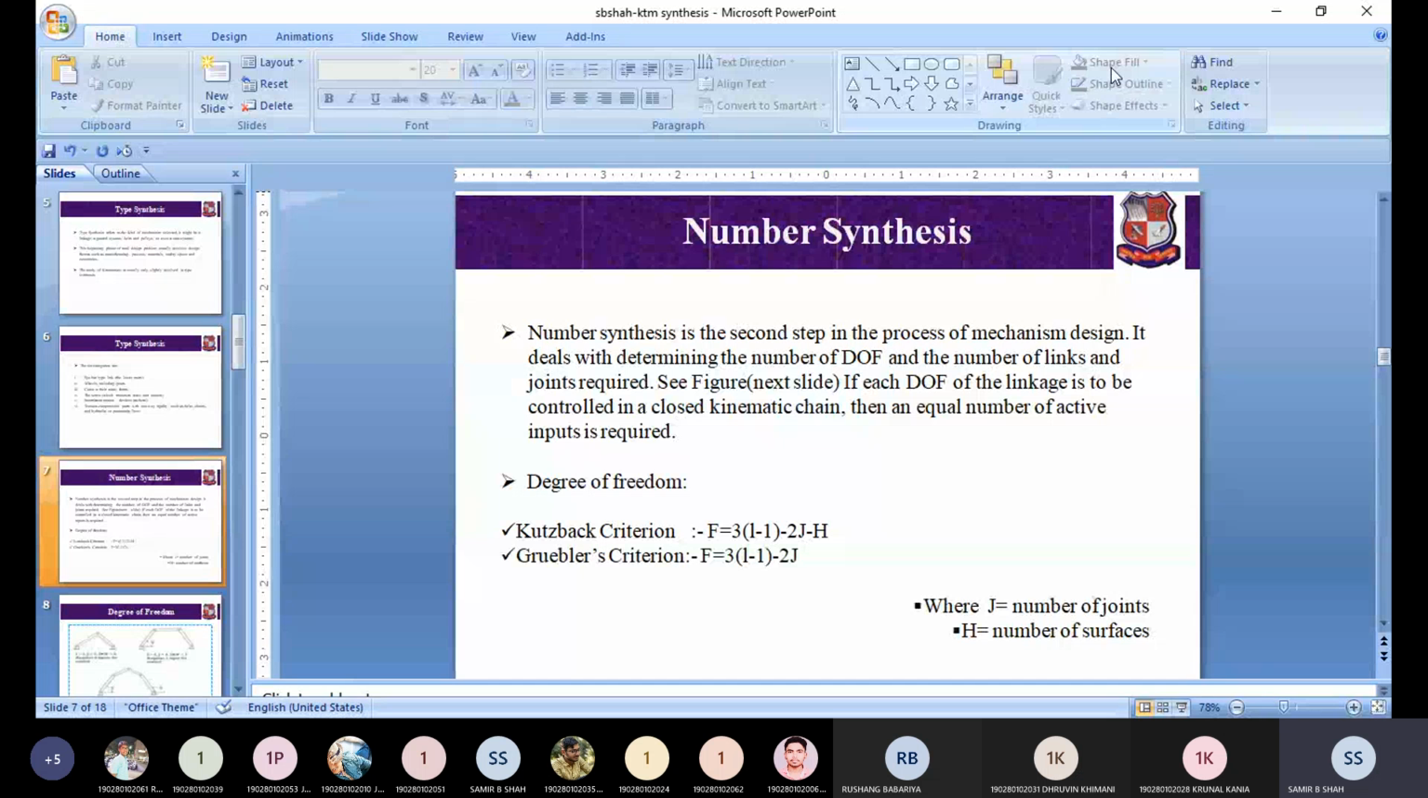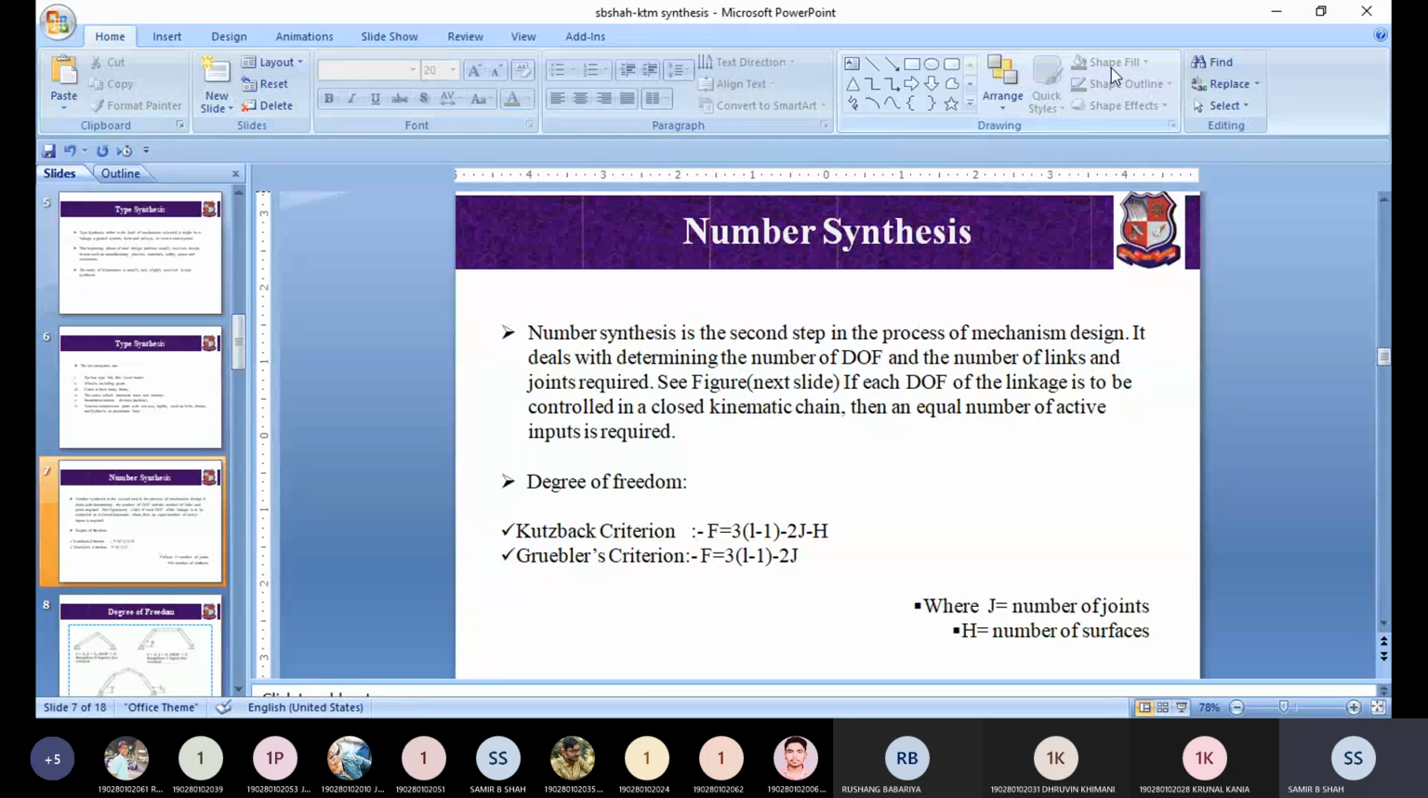Here only 3 points are very important: number of links, joints and degrees of freedom. Number of links means L, number of joints means J, and degree of freedom is F. H we know is the number of surfaces. Mostly when we talk about surfaces, it may be zero, and on that time we may ignore H. So L, J and F are important, where F is the degree of freedom.